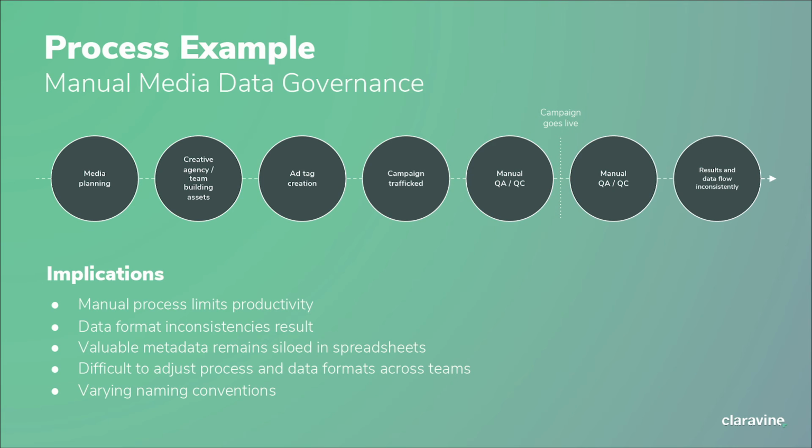If we take a look at one process example here, one of the most complicated ones that I feel like everyone can relate to is around media data governance. So for paid media campaigns, a lot of companies are still, and agencies are still working in spreadsheets, both from an efficiency standpoint, and it's just how things have been done. And so you have the media planning team that goes into understanding what the media buy is going to look like, your creative agency and team building those assets, then going over to have the ad tags created with any sort of click-through redirects, any other brand safety, and then the campaign actually being trafficked.